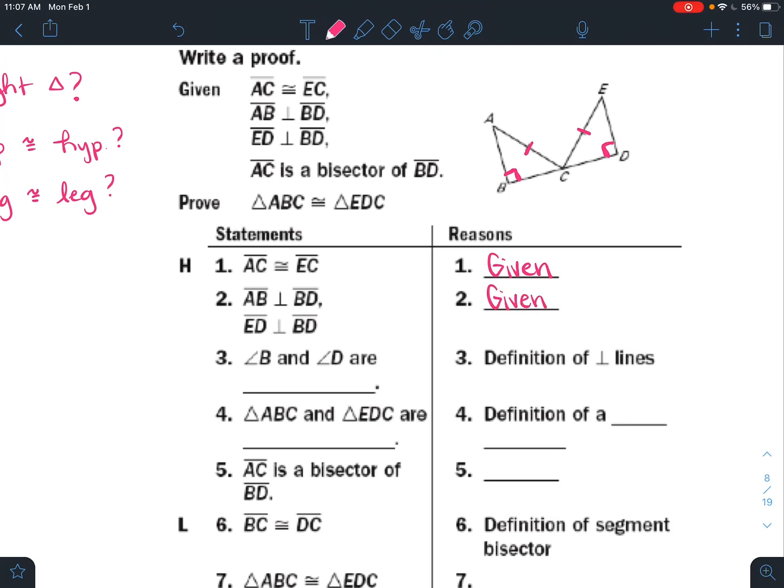So the first thing that we're going to do if we want to use hypotenuse leg is we have to say that we have a right triangle. So if we know that our lines are perpendicular, then I know that there are some right angles that are formed. And those are at angle B and angle D. So those are right angles. And again, if we want to use hypotenuse leg, we have to say that we have right triangles. So that's the step of number 4. ABC and EDC are right triangles.